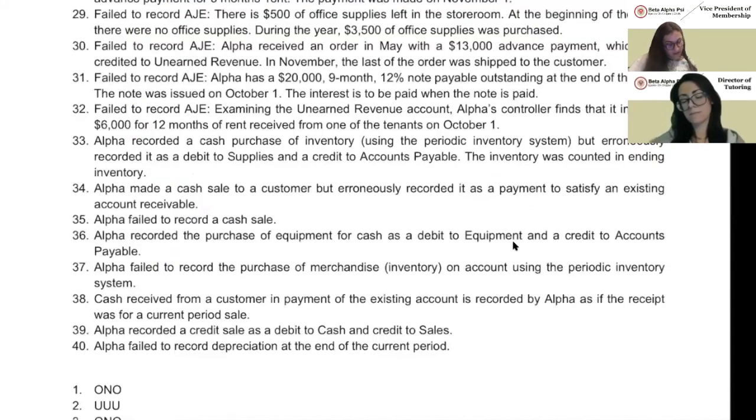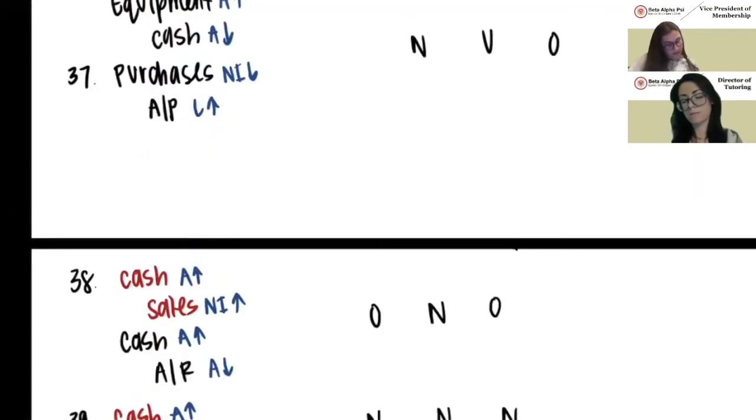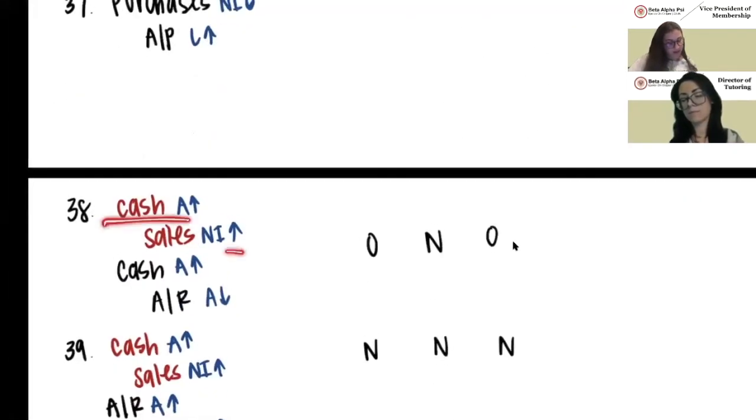38. Cash received from a customer in payment of the existing account receivable is recorded by Alpha as if the receipt was for a current period sale. So what they did was they did a debit to cash and a credit to sales when it was really cash to satisfy an existing receivable. So it should have been a debit to cash, which was correct, but they didn't do the credit to AR.